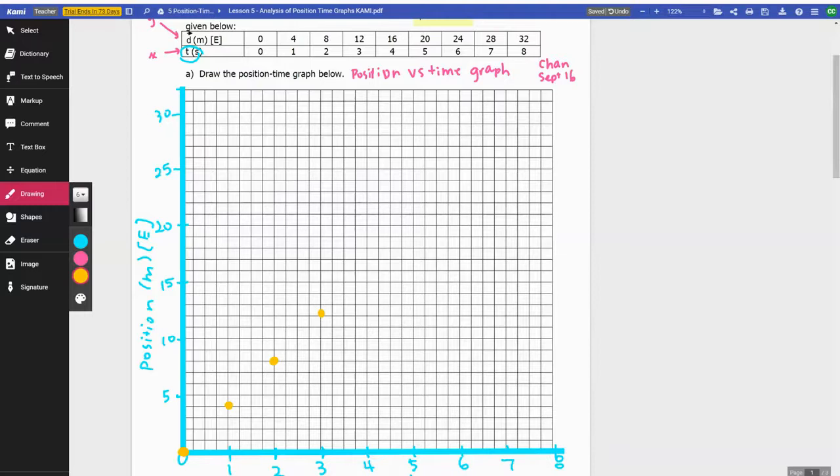So 4 is 16. 5 is 20. 6 is 24. 7 is 28. And 8 is 32. Oh, yeah, 32.